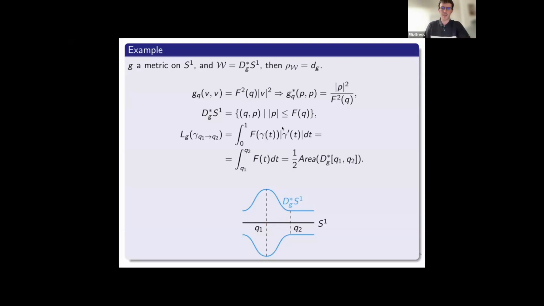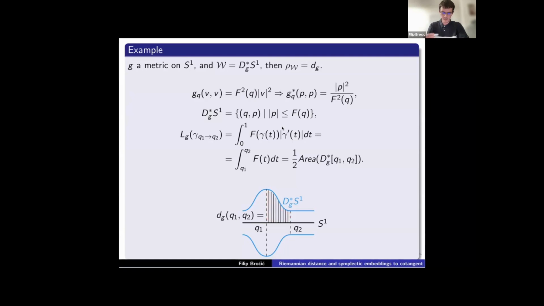So if we have some parameterized curve from Q1 to Q2, and we want to calculate its length with respect to the Riemannian metric g, it is going to be the integral from 0 to 1 of f of gamma of t times the absolute value of gamma prime. And then if we put in a change of variables, this is going to be the integral from Q1 to Q2 of the function f, which is just half of the area of this cotangent bundle restricted to the interval Q1, Q2. So we can actually see that the distance between Q1 and Q2 coincides with this area.